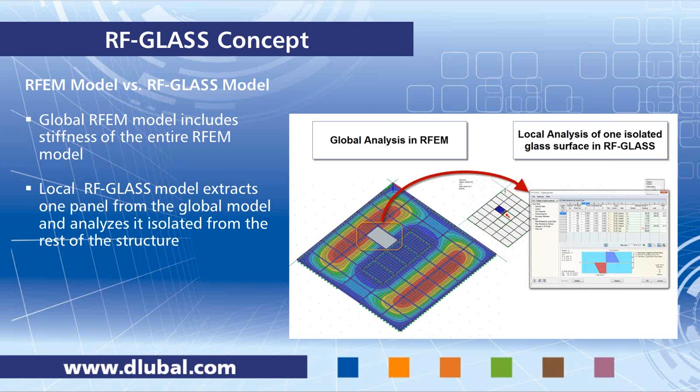When looking at the glass surfaces, you will have to do this in the RF glass model. In the module RF glass, you will extract or isolate the individual surface from the global analysis and take a closer look at it. We do this because in RFEM we use different finite elements than we use in RF glass, and we will build a more complex, more realistic model in the RF glass module. We'll take a closer look at that later on.